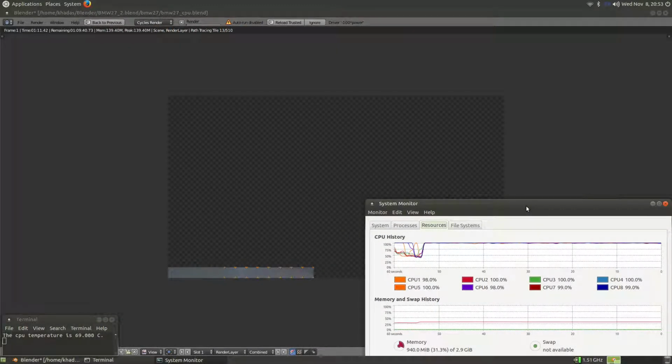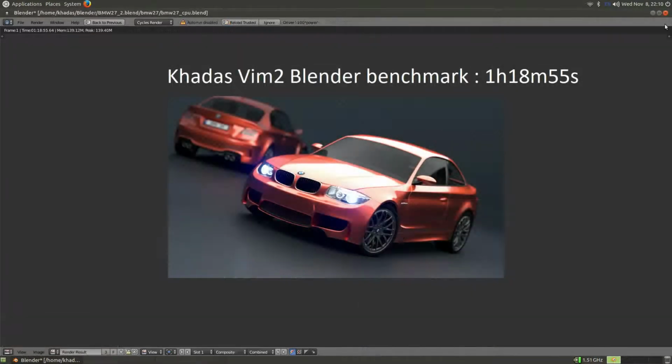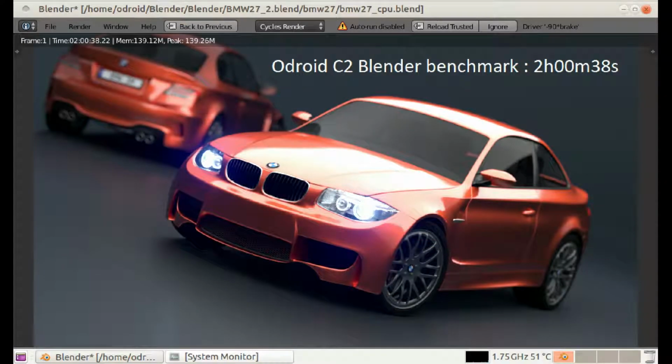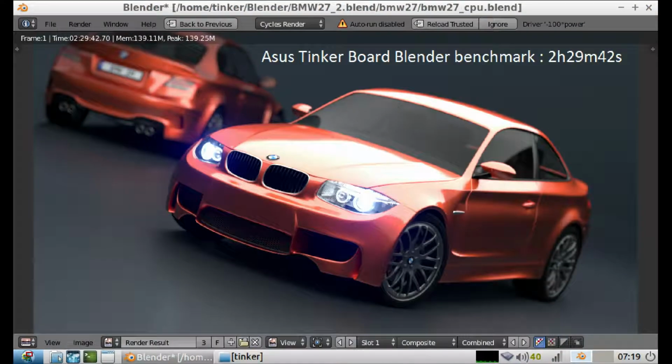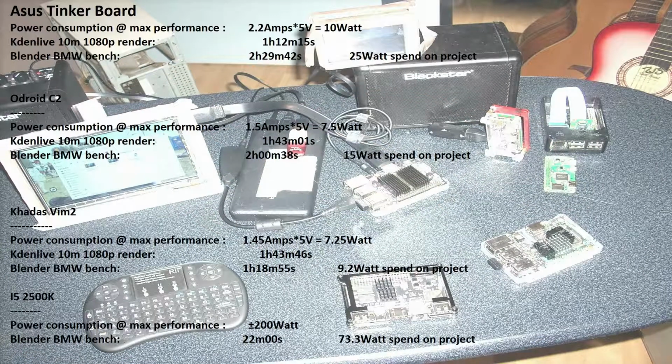The results in Blender are totally different than in Kdenlive. Here at the beginning you see that all 8 cores of the Khadas Vim2 are maxed out. I use the famous BMW benchmark in Blender. So let's go to the results. The Khadas Vim2 did it in 1 hour, 18 minutes and 55 seconds. If we compare that to the Odroid C2, the Odroid did it in 2 hours and 38 seconds. And then the Tinkerboard did it in 2 hours, 29 minutes and 42 seconds. So we see that the Khadas Vim2 is the fastest of all.